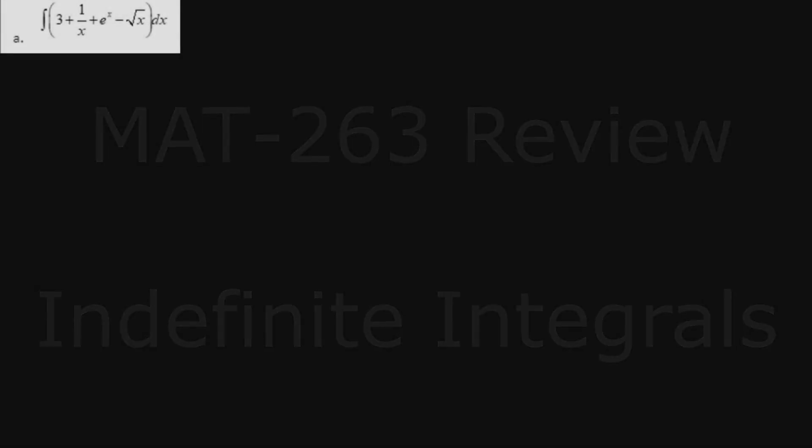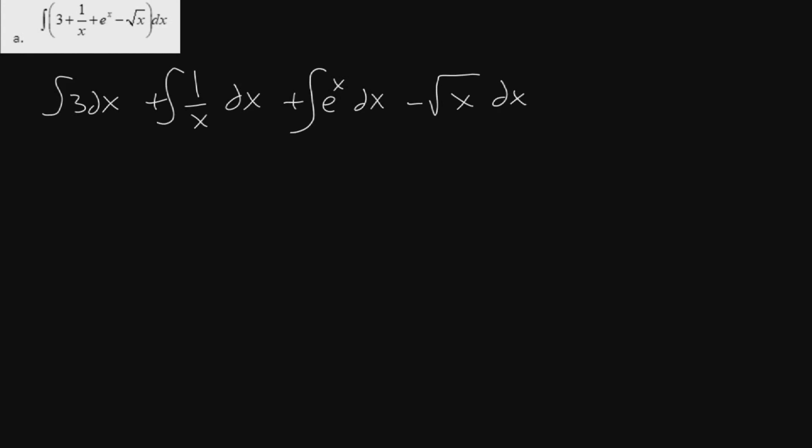All right. We have a complicated looking integral for this one, but I recommend that we don't try to do it all at once. Let's split it up into pieces and write it as integral of 3 dx plus 1 over x dx plus e to the x dx and minus square root of x dx. Place our integral symbols around all of them.